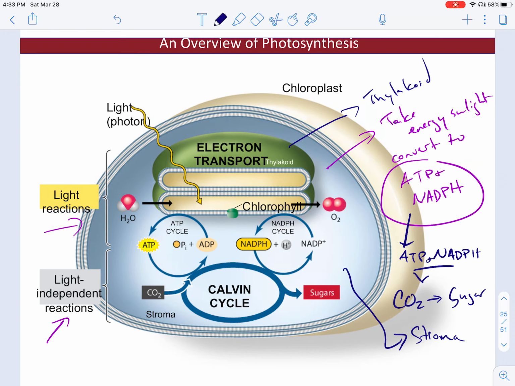Okay, and if you can articulate that and say what's going on, then you have the gist of what photosynthesis is.